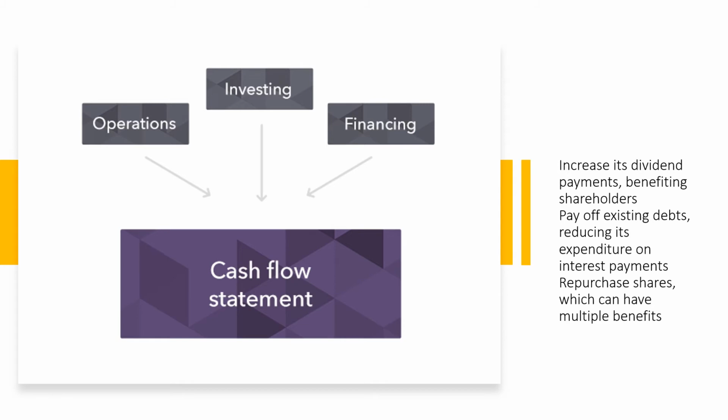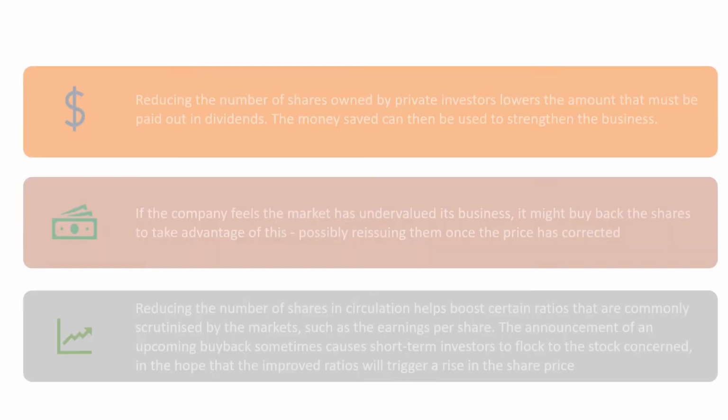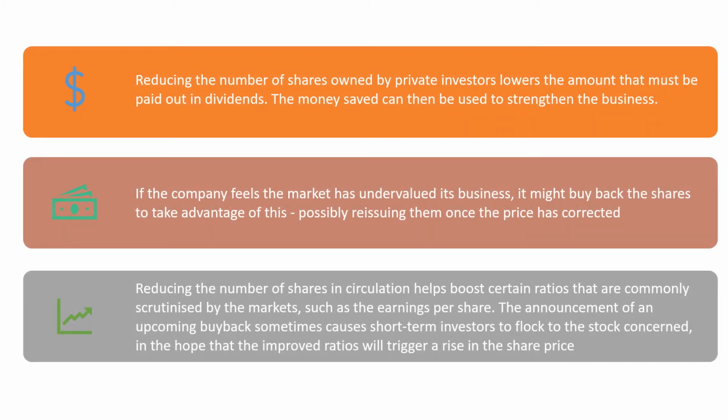A company might choose to repurchase shares for a variety of reasons. Reducing the number of shares owned by private investors lowers the amount that must be paid out in dividends. The money saved can then be used to strengthen the business. If the company feels the market has undervalued its business, it might buy back the shares to take advantage of this, possibly reissuing them once the price has corrected.